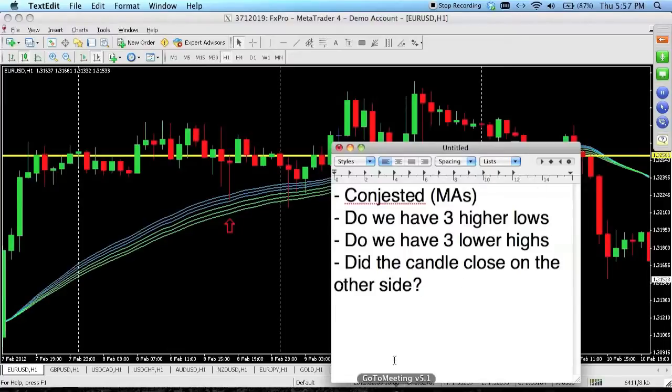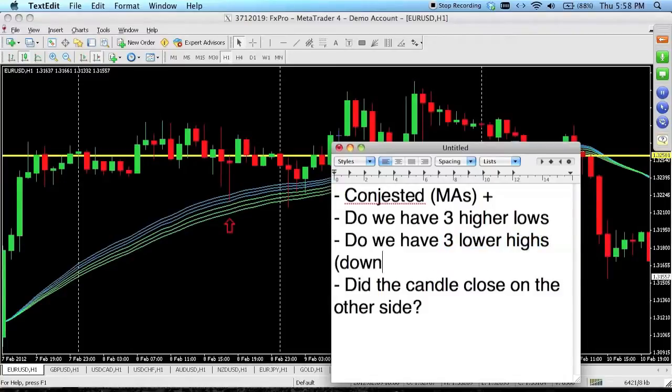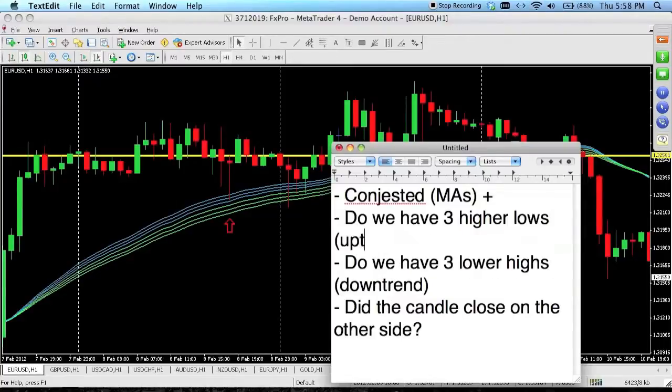Okay, so let's go through this. Are the MAs congested on this? No. So that's a good sign. We'll call this a plus. Do we have three higher lows or three lower highs? Let's count. We have one, and then we have two. The one previously is not in a trend, so that makes it invalid. In a downtrend, you're going to have three lower highs. This is for a downtrend, and this will be for an uptrend.